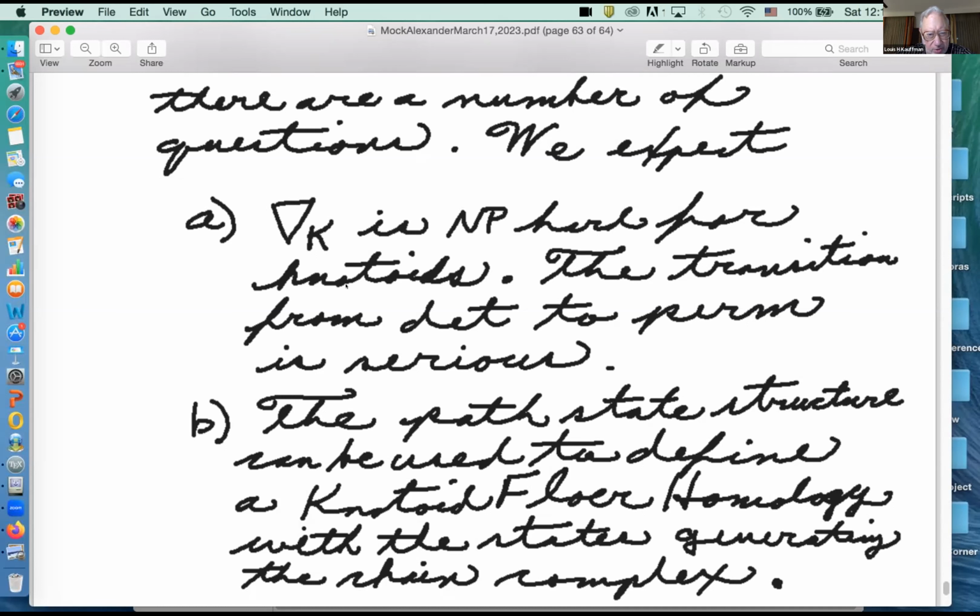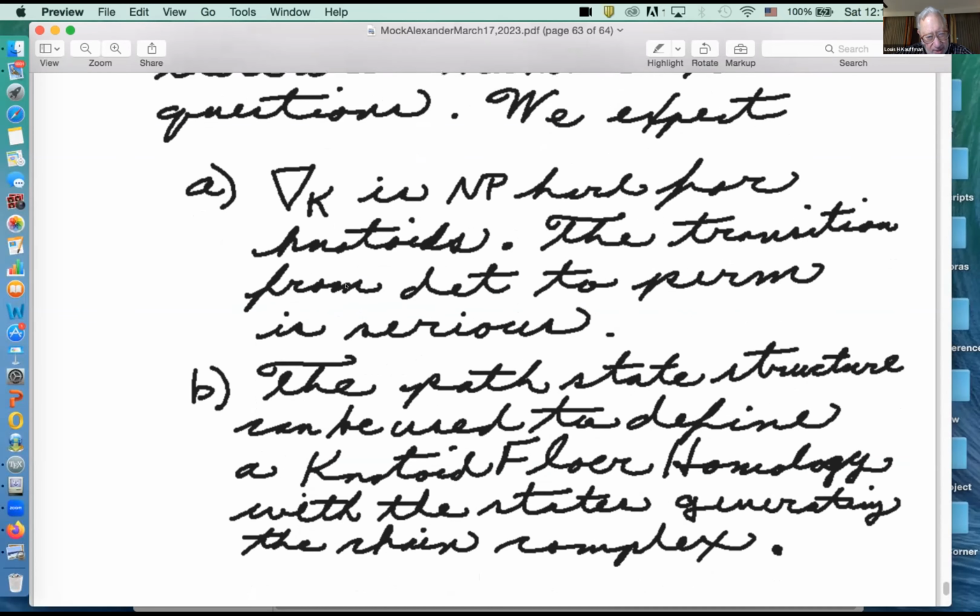The path state structure or the marker state structure that I've been using can be used to define, at least for knottoids, a Floer homology with the states generating the chain complex. I think that that's to be expected. And we'll see what happens to that.